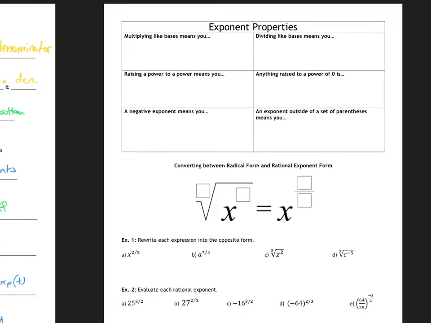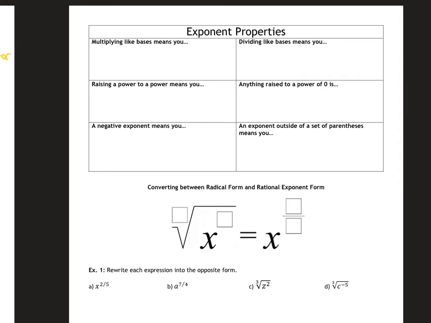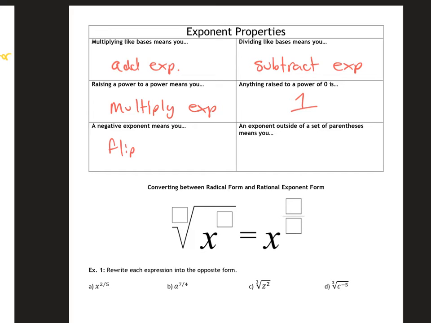All right, like magic, I just jumped over to the next page, paused the video and got back to it. So kind of simplifying your exponent properties. Multiplying like bases means you always add your exponents. Dividing like bases, you're always going to subtract your exponents. Raising a power to a power, you're going to multiply your exponents. Anything raised to the power of 0 is always 1. Nice and simple. A negative exponent, you're going to flip the base.